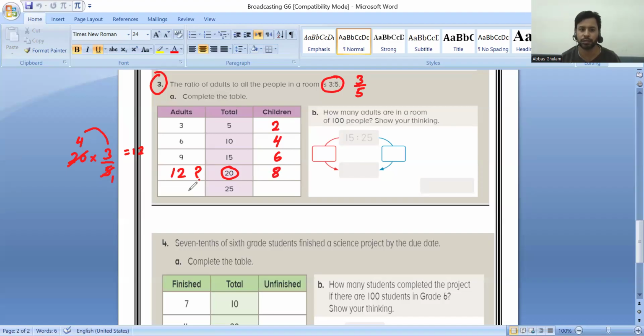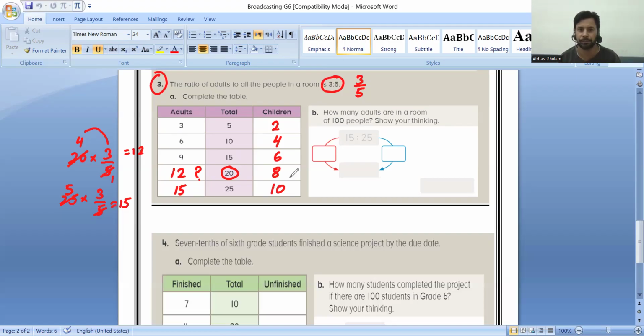This is also missing. We can use the same way to find this. So 25 multiplied by 3 out of 5. 5 times 5 equals 25. 5 times 3 equals 15. So I can write here 15. 25 minus 15, so it means there are children. How many? 10 children. This is part A in this video for completing the table.